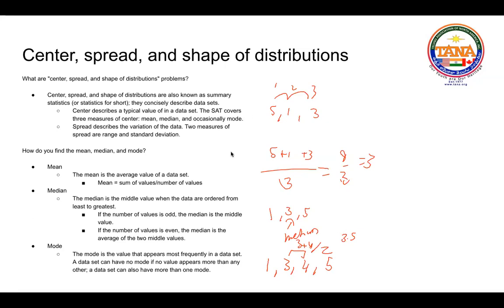And then mode. Mode is the value that appears most frequently in a data set. A data set can have no mode if no value appears more than any other, and a data set can also have more than one mode. So in this case, there is no mode because all of them happen equally. In this data set, 1, 3, 3, 5, 3 is the mode. In this data set, 1, 1, 3, 3, 5, 9, 1 and 3 are the modes, and so on.